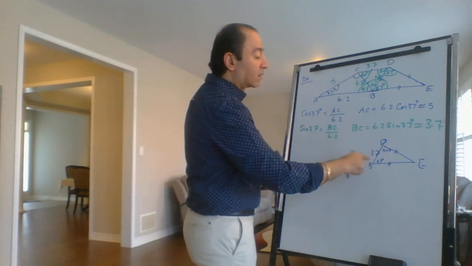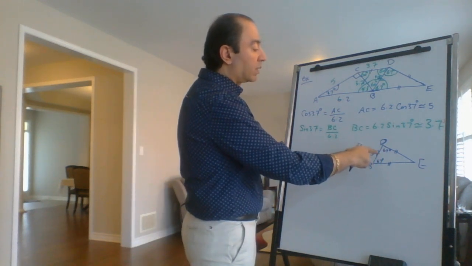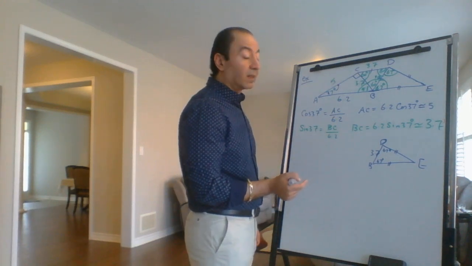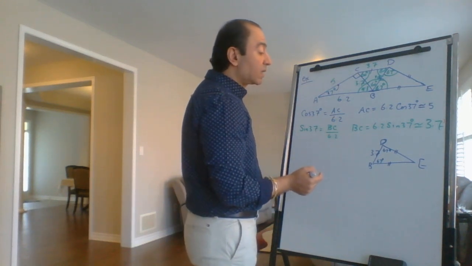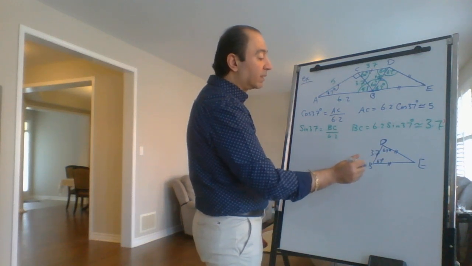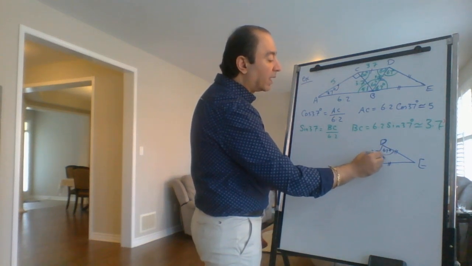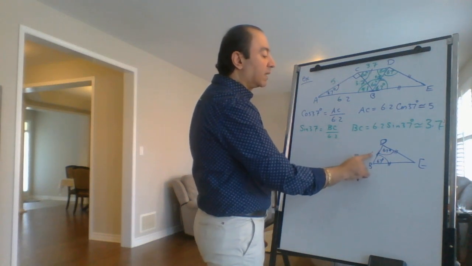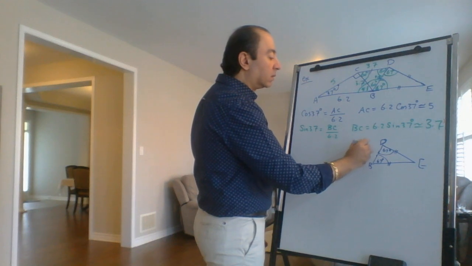So what do I use here, can I use SOHCAHTOA? No, I can't use SOHCAHTOA because it's not a right triangle. I don't see a right angle. So I have to use sine law or cosine law. Now, how do I decide? I have two angles and one side. So two angles and one side, that means sine law.